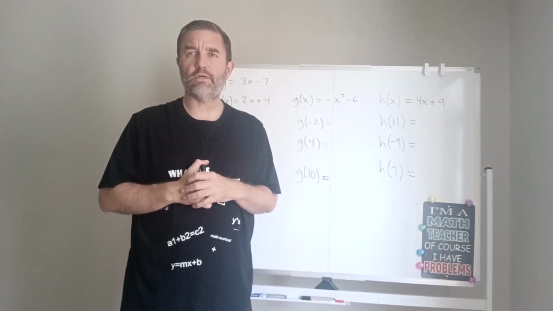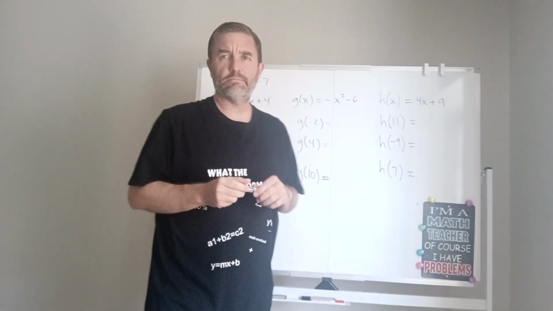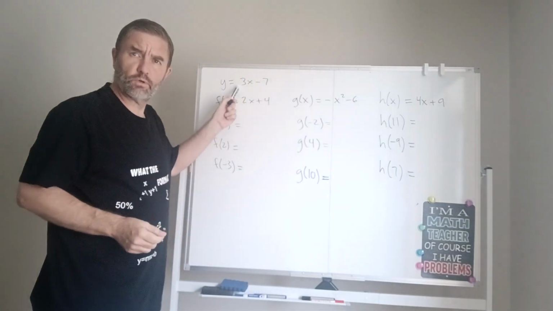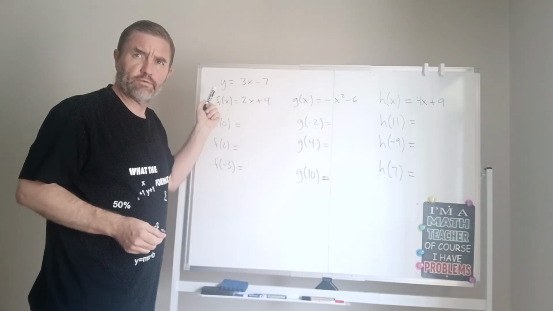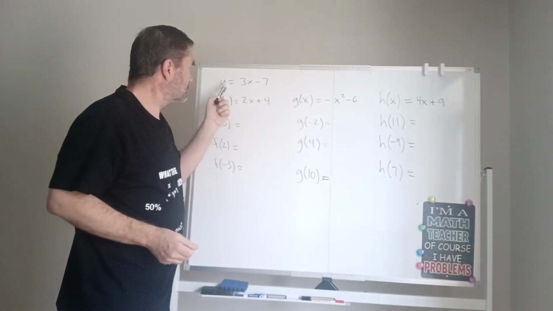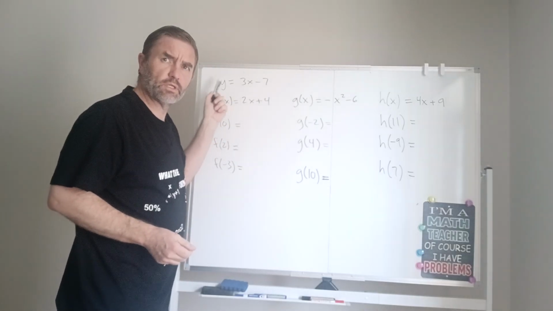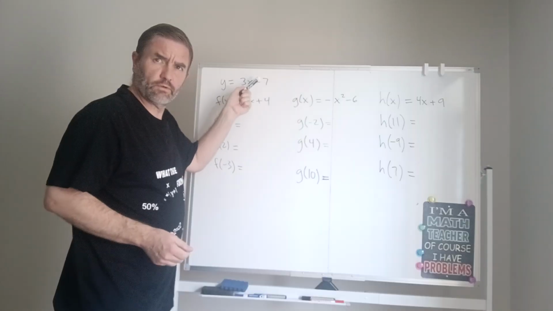Today we're going to talk about function notation. If you look right here, this is an equation, y equals 3x minus 7. So if you have more than one variable, you're going to set up the equation with one variable typically on one side, the other with the other numbers on the other side.